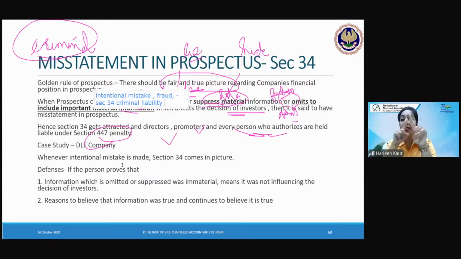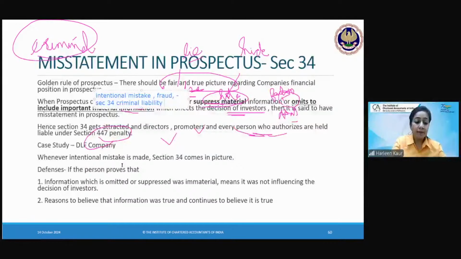So what are the 3 important words? Any untrue statement, false. Any suppression of the material fact. Material fact means the information which is material has not been told. For example, the name of the promoter was Harleen Kaur, and you wrote the spelling Harlien. This is not a material mistake. How does it make a difference? You're just making a spelling mistake in the name of the promoter. That is not affecting the decision of the investors. Any material mistake that you have made which is affecting the decision of investors, please write it down.